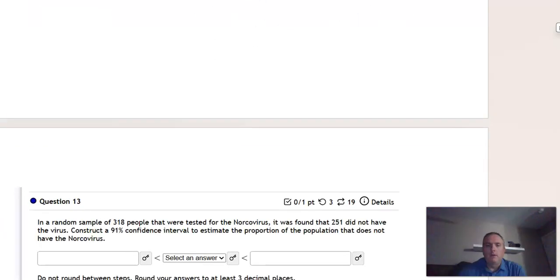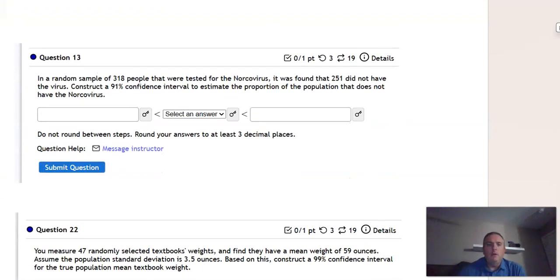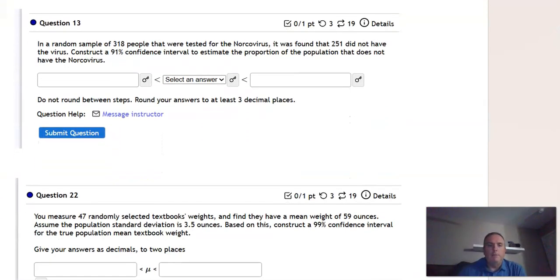Moving on. Now we're going to do a couple of examples of just actually calculating our confidence interval. We'll do one for proportions and one for means. The formulas for these are very, very difficult to do by hand, so we're going to be relying on technology, just like we have for several other problems in this course.